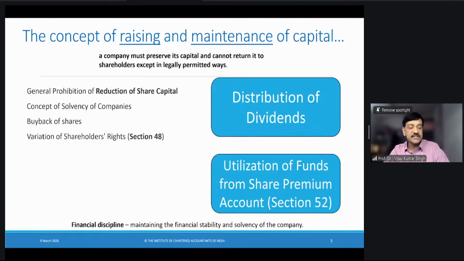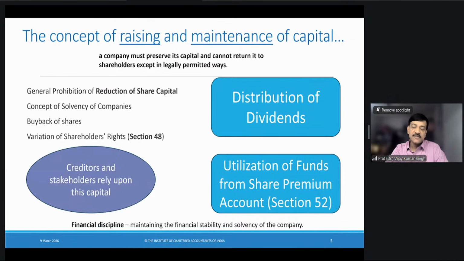Secondly, there are restrictions on utilization of funds from various sources, including the share premium account. If you see Section 52 of the Companies Act, it puts a certain restriction on the utilization of funds from the share premium account under Section 52. Overall, the maintenance of capital provision or raising of capital provision is there to safeguard the interest of creditors and stakeholders who basically rely upon two things.